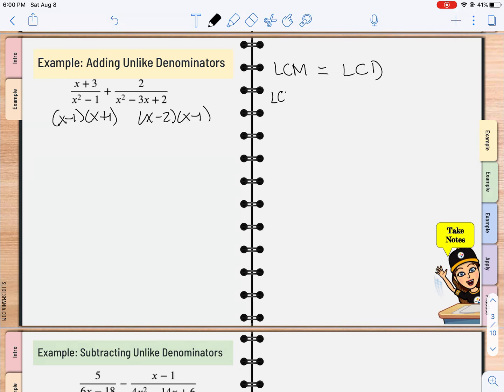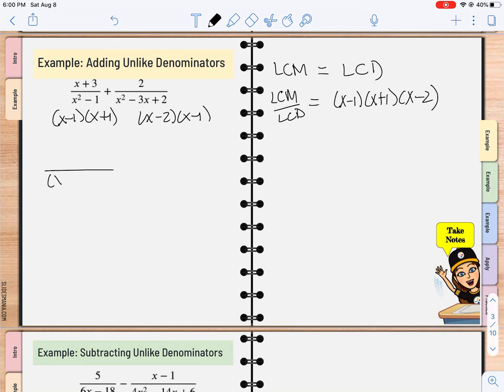So when we go to figure out that least common multiple, which again is going to become our least common denominator, we look at all the factors. It's a product of all the factors, and if there's anything that's got a higher power, we take that one instead. So in this case, we got x minus 1, an x plus 1, and an x minus 2. That's going to be our common denominator.